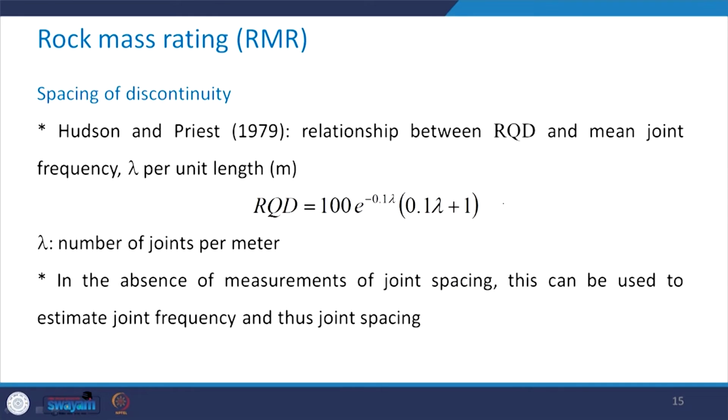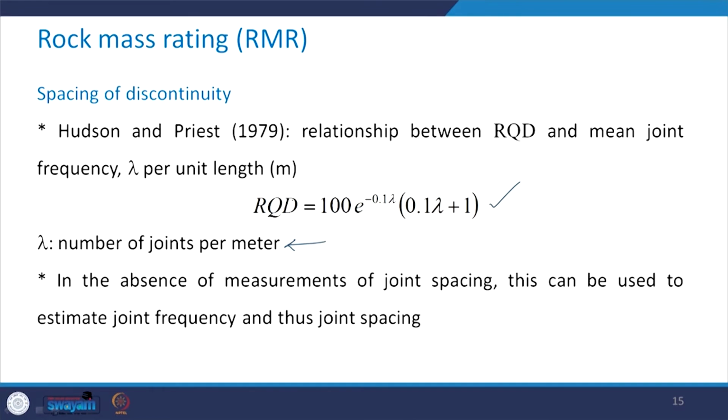Hudson and Priest in 1979 gave a relationship between RQD and mean joint frequency lambda, which is per unit length. So, this length here is in meter. Lambda is defined as number of joints per meter. So, the RQD can be determined using this expression. In the absence of any measurement of the joint spacing, this expression can be used to estimate the joint frequency and therefore the joint spacing.